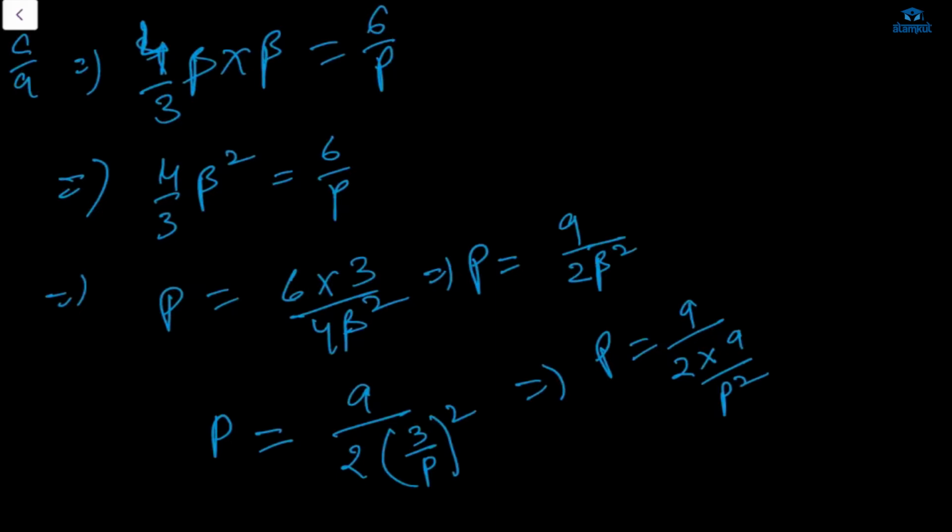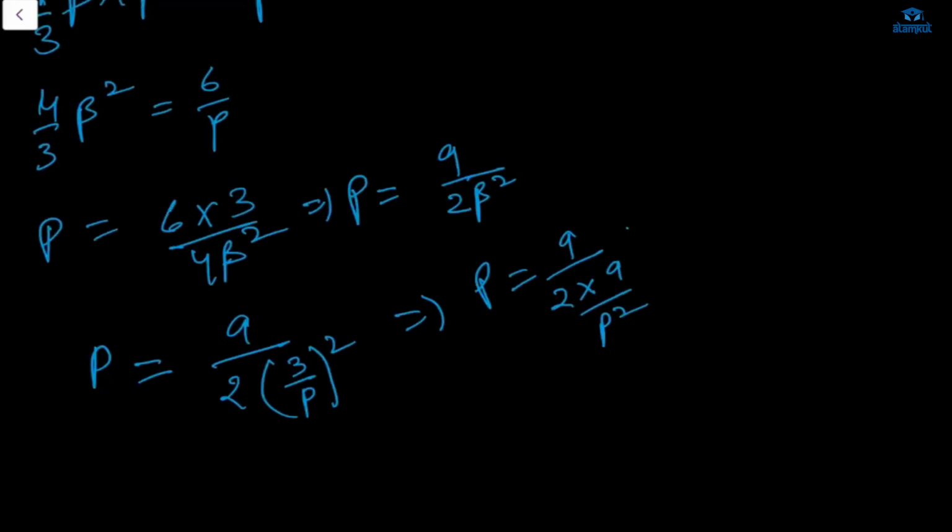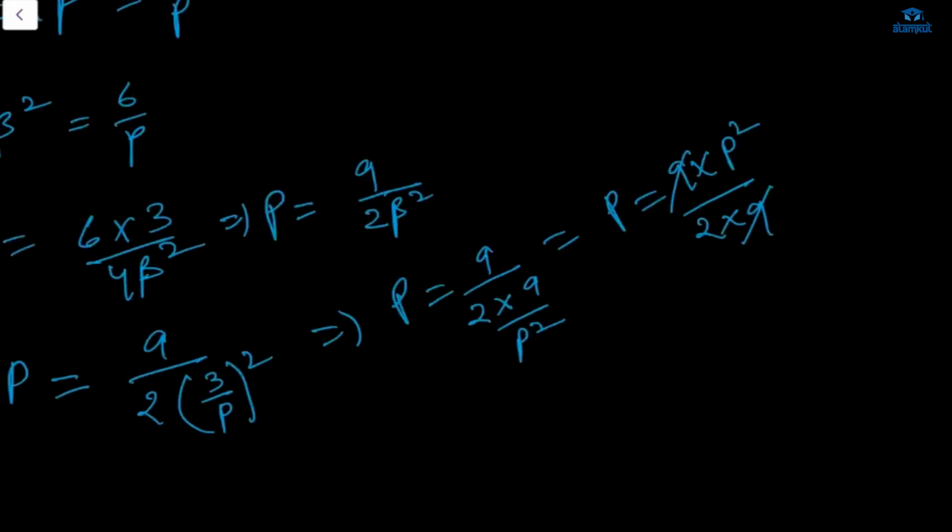Okay. Now this P square will come above. Am I right? So P is equal to 9 multiplied by P square upon 2 into 9. This 9 will be cancelled. And then P will also get cancelled here. Okay. So 1 is equal to P. What you can do here, P square upon P is equal to 2. Okay. So which will give you P is equal to 2.